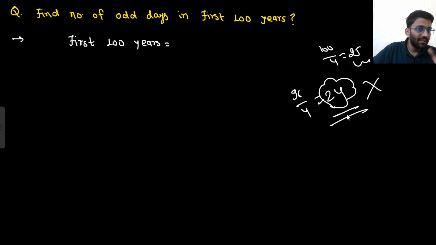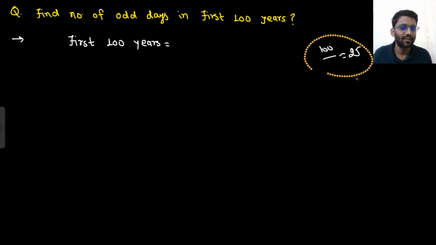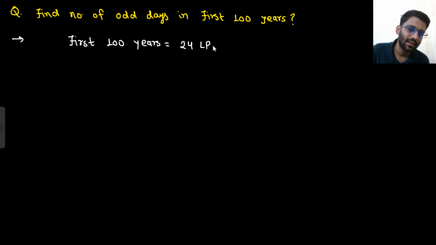Then what will be the next leap year you would be thinking? That 100 will be my leap year. But is that a leap year? No, 100 is not a leap year. 100 is an ordinary year. So only 24. You are having 24 leap years plus 76 ordinary years.